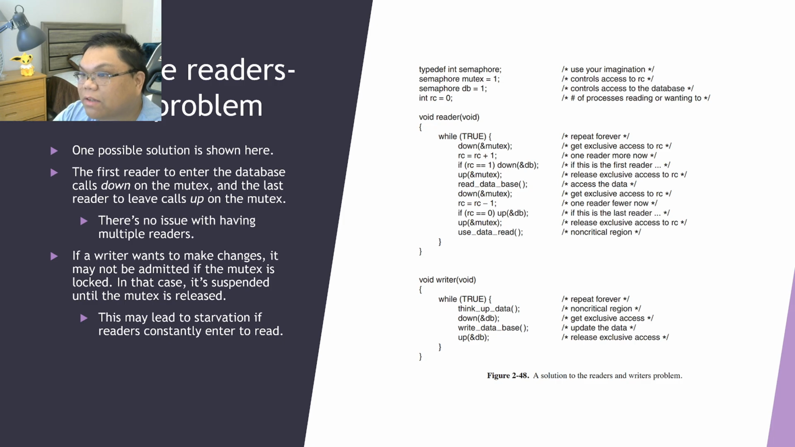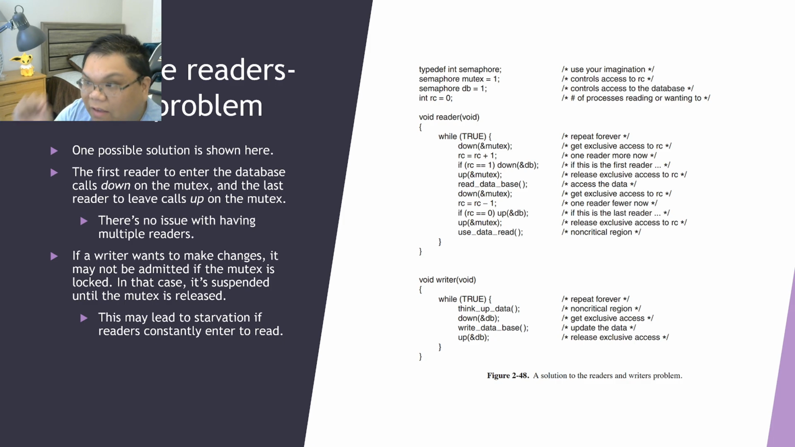So here's one possible solution to the readers-writers problem. The first reader to enter the database calls down on the mutex, and the last reader to leave the database calls up on the mutex. Again, there's no problem with having multiple readers in the database. If a writer wants to make changes, it may not be admitted if the mutex is locked. In that case, it's suspended until the mutex is released.